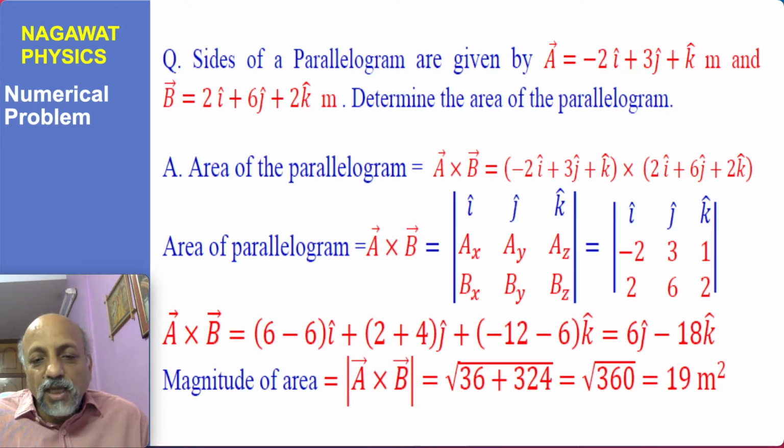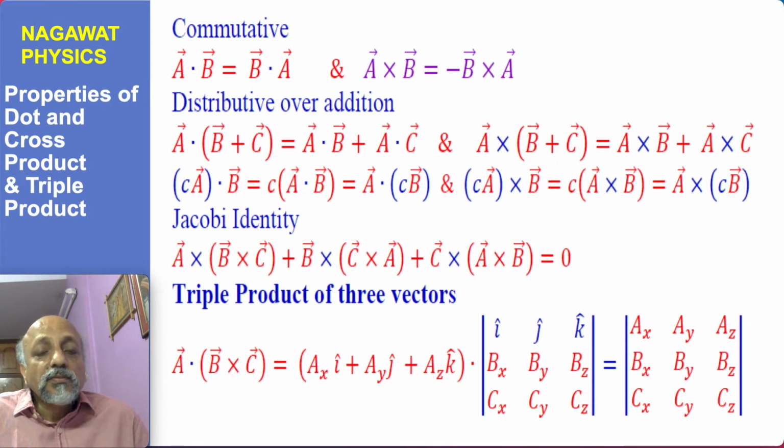So the area obtained will be 19 meters square in magnitude, and if you divide this particular quantity by 19, that would give you the unit vector direction. 6 by 19 j minus 18 by 19 k is the direction of the unit vector of the area, and so the area would be pointing in the same direction as A cross B.